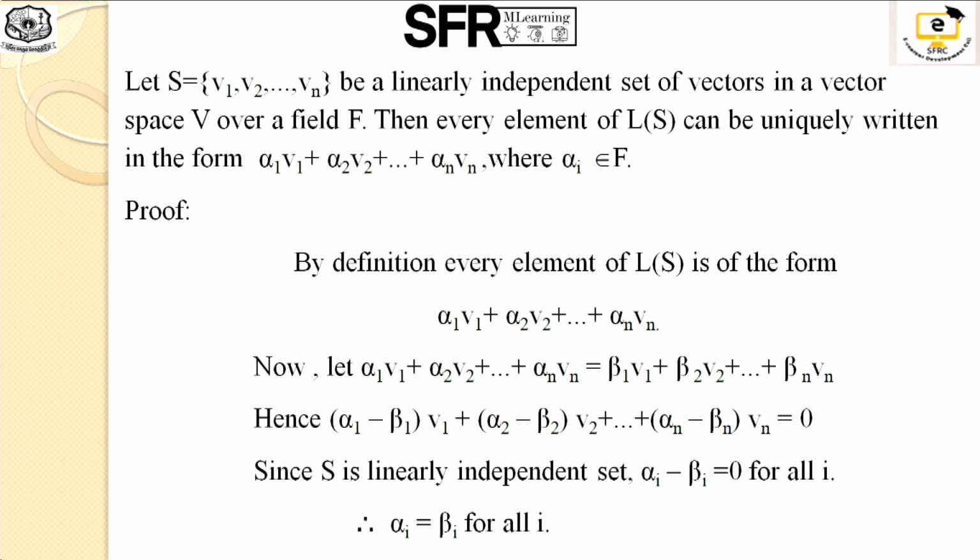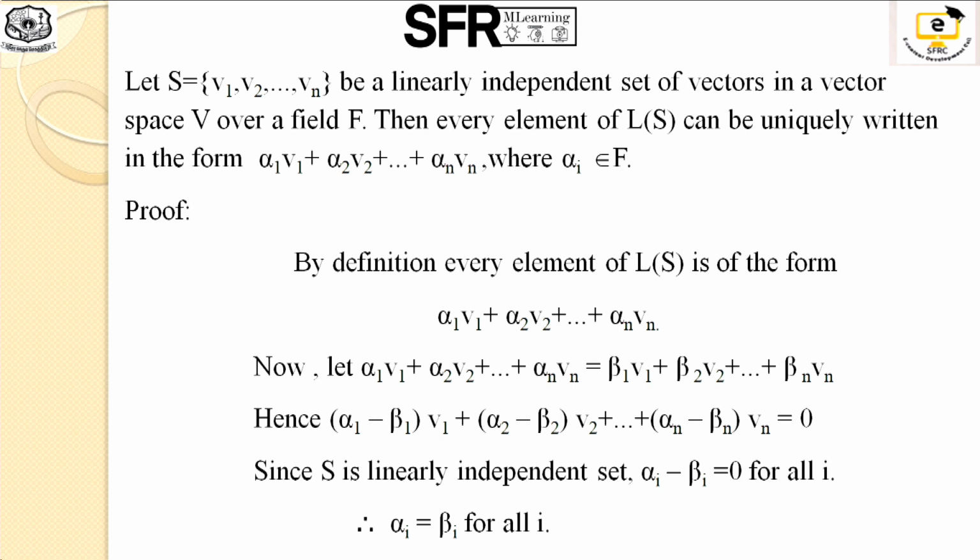One more characterization: let S equal to V1, V2 and so on, Vn be a linearly independent set of vectors in a vector space over a field F. Then every element of L of S can be uniquely written in the form alpha 1 V1 plus alpha 2 V2 plus and so on alpha n Vn. What I am saying is that every element of the linear span can be written uniquely as a linear combination. So we need to prove the uniqueness.